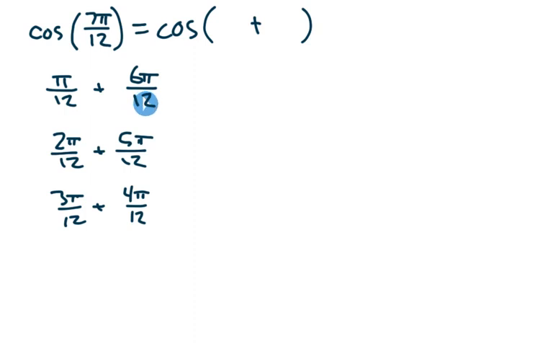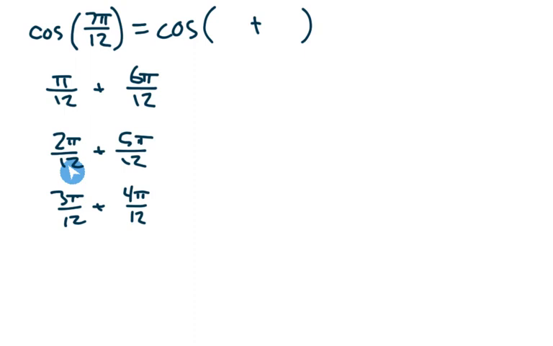6 pi over 12 does. It's pi over 2. But this doesn't help my picture, right? I can't say, well, this angle is super nice, but this one's a problem. I'm going to do this. No. 2 pi over 12. That also reduces. What is it?